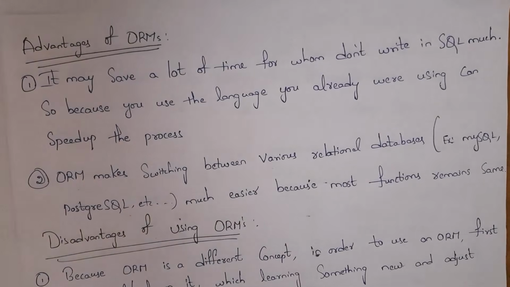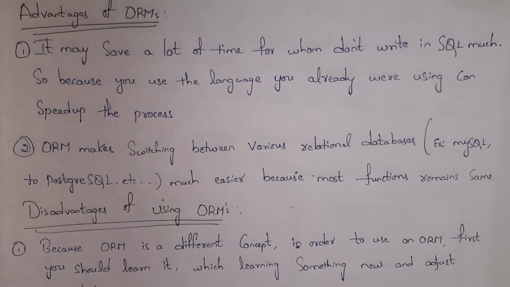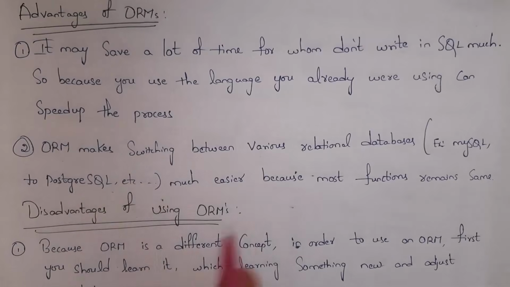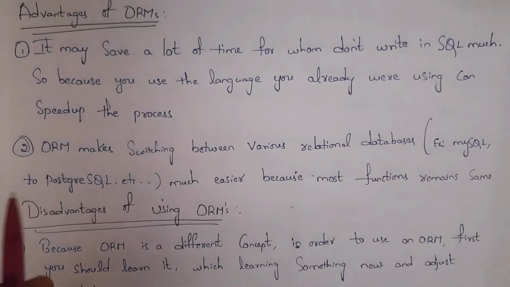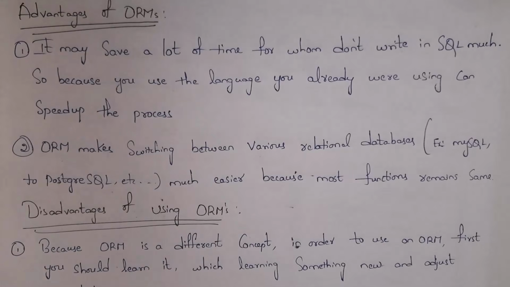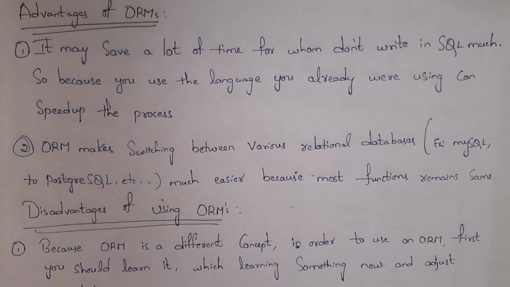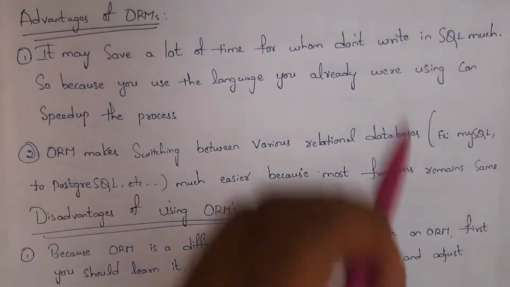These are the advantages of ORMs. The first advantage is that many people don't know SQL, so there is no need of learning SQL. Directly by using a Python program itself, you can perform various operations on the database, which will save our time. The second advantage is that ORM makes switching between various relational databases much easier because most functions remain the same. For example, if I want to shift from MySQL to PostgreSQL, it is very easy to switch because most functions remain the same. These are the advantages of ORMs.